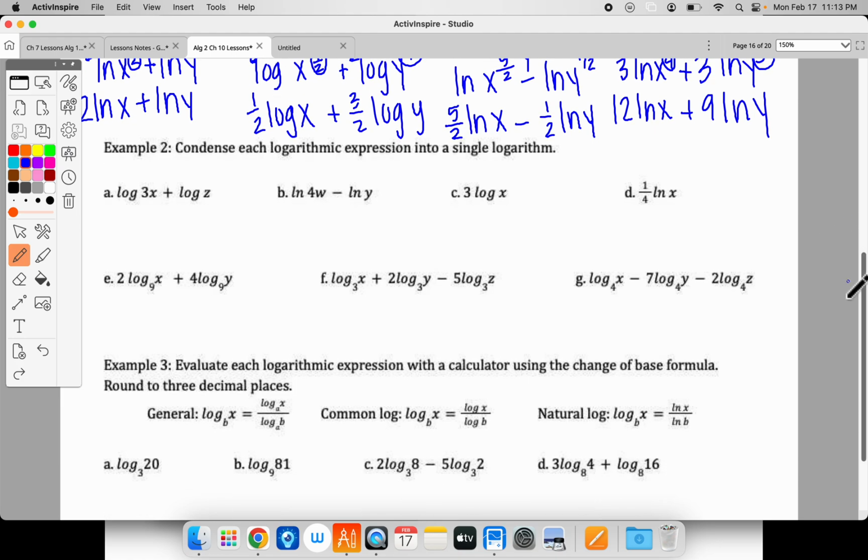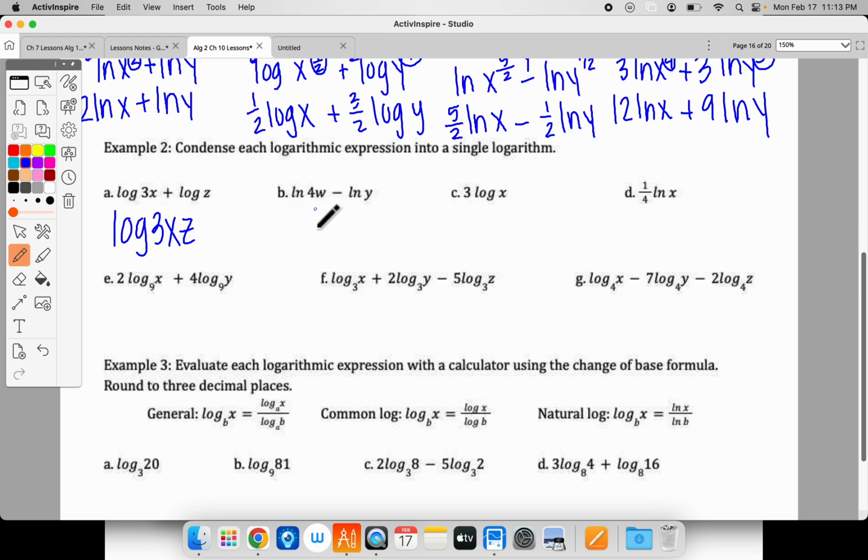So if you had to reverse it and condense them, remember addition just means multiplication. So this would be log 3x times z. Now this 3 right here is not going to turn into an exponent because it's not in front of your log. The only time it changes to an exponent is when it's in front of the log. So same thing on this one. This 4 is not in front. That is not going to be an exponent.